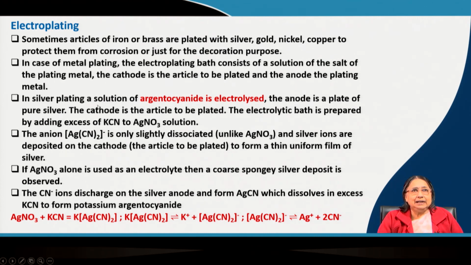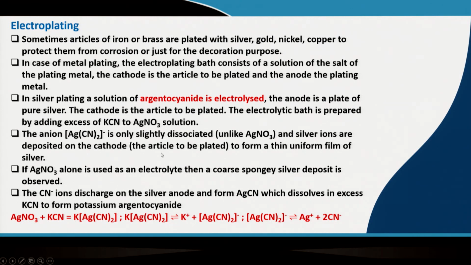And then in the silver plating solution, argentocyanide (argento means silver) is electrolyzed. It is not silver nitrate, it is argentocyanide, this one, KAg(CN)2, potassium argentocyanide. The anode is a plate of pure silver, because you want to do silver plating, and the cathode is the article to be plated. The electrolytic bath is prepared by adding excess KCN to AgNO3 solution. So, when you add excess CN to AgNO3, it will definitely form the argentocyanide.